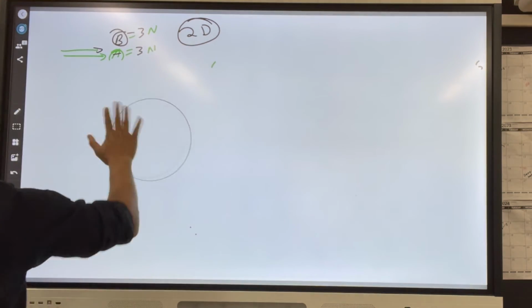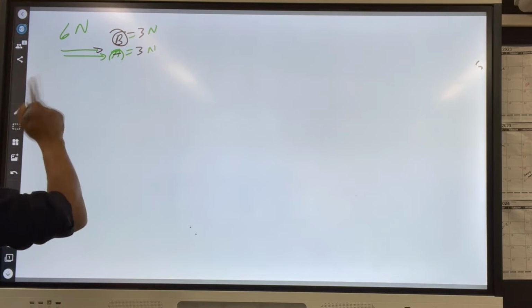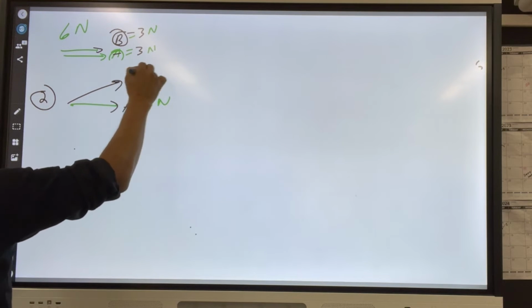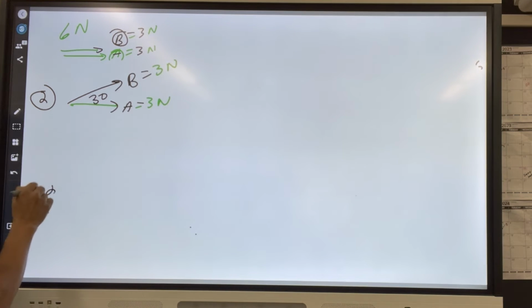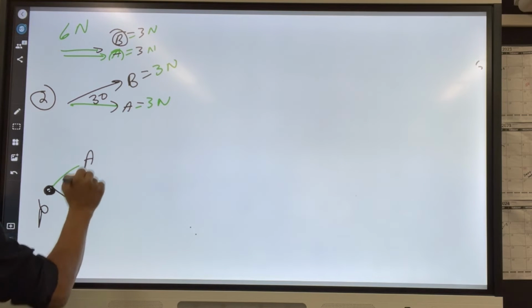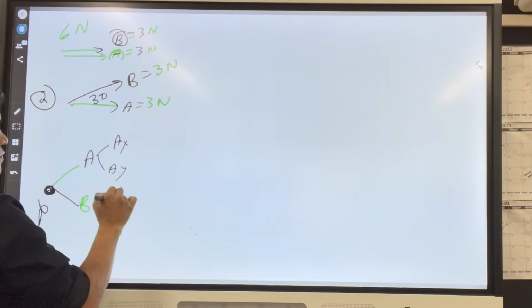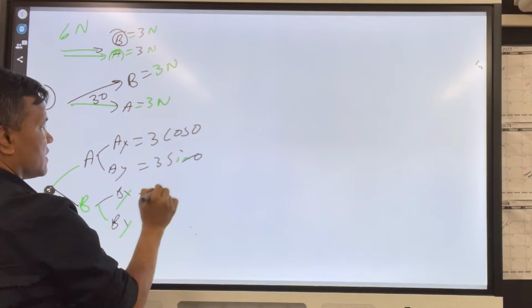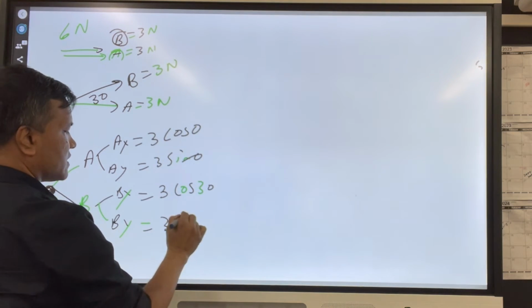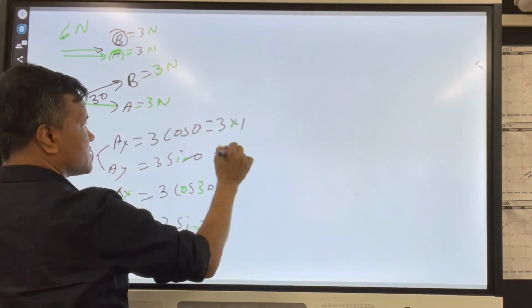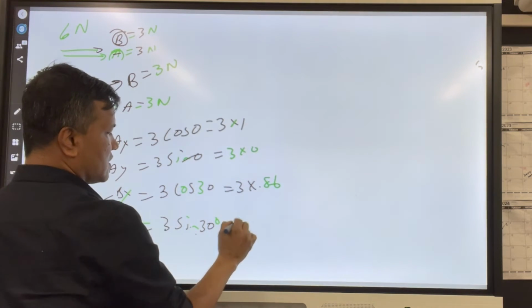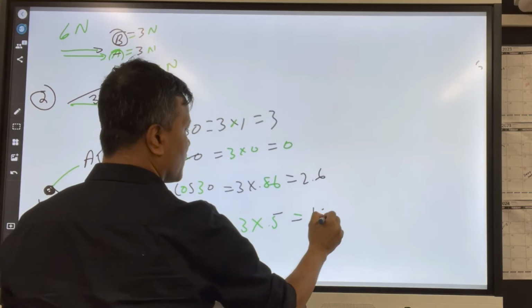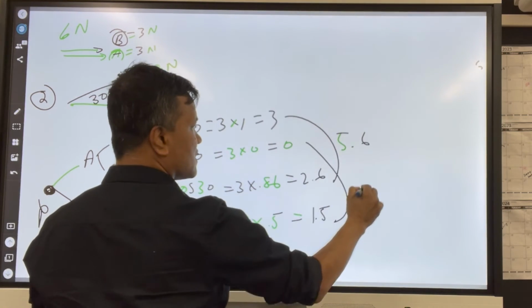Now let's do the same vector. This is 6 Newton. Now let's do the second one. For the second one, we're going to keep A the same, 3 Newton, and we make B 3 Newton at 30 degrees. Two forces are acting on this point, A and B, so AX, AY, BX, BY. So this is 3 cosine 0 degree, 3 sine 0 degree, 3 cosine 30 degree, 3 sine 30 degree. So this is 3 times 1, 3 times 0, 3 times 0.86, and 3 times 0.5. This is 3, 0, 2.6, and 1.5. So X is 5.6, and Y is 1.5.